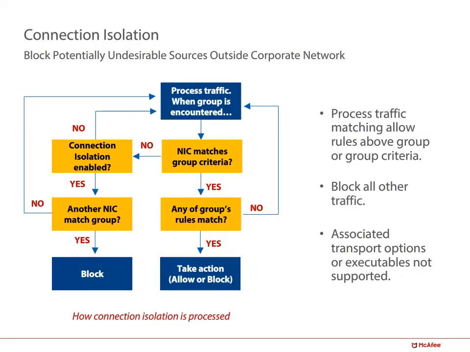How does the connection isolation work? Well, the idea is you have traffic that's coming along and being communicated to and from your machine. When this happens, it looks to see, is connection isolation enabled for a particular group? Then it will look to see, does that network interface card actually match that group criteria? If it does, then it will process the traffic that is in that group. If it does not match, then it will basically prevent it from going out the other NIC.